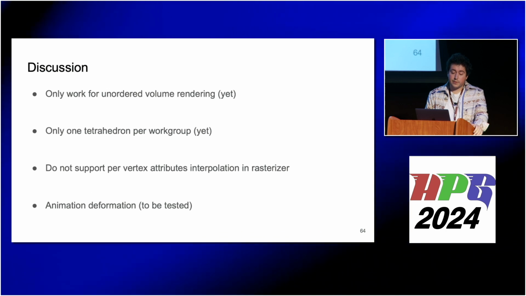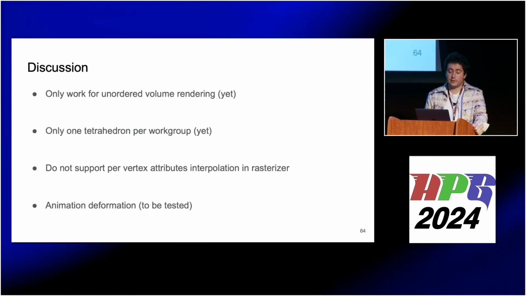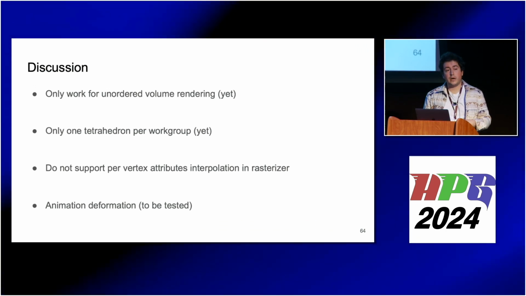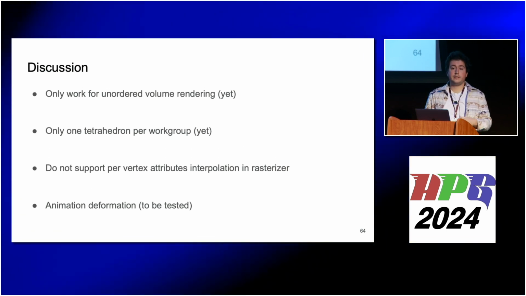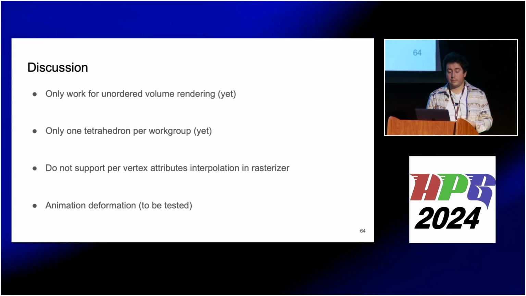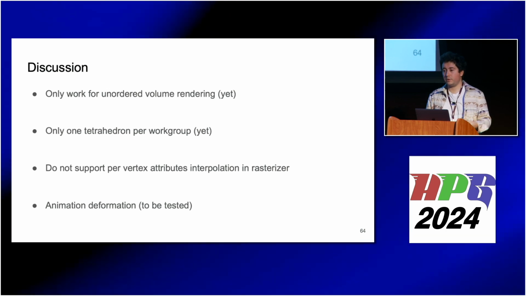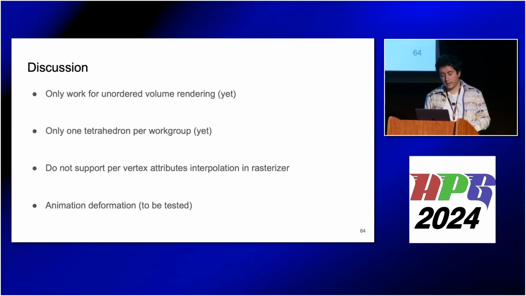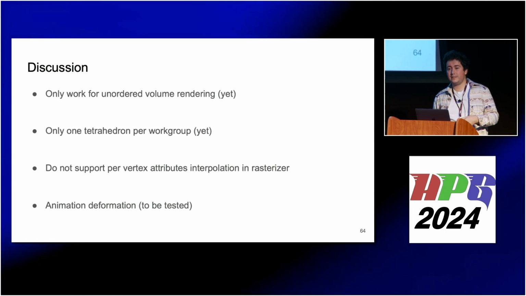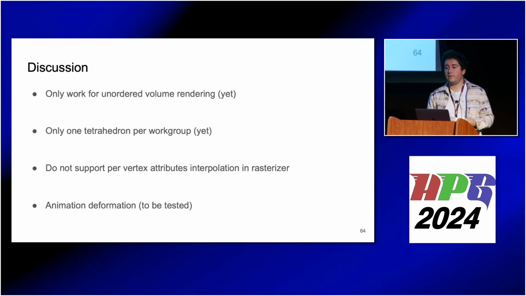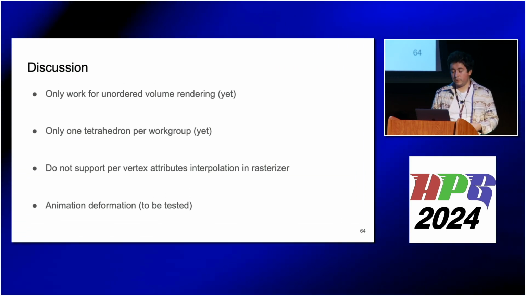Finally, we do not support per vertex attributes interpolation in the rasterizer. So I mentioned that we put z to 0 while encoding our tetrahedron, and this prevents us from doing correct interpolation of UV or texture coordinates or normals or other stuff. It might be solvable in the future by computing it in the fragment shader, for example, but it's still not really looking like that.